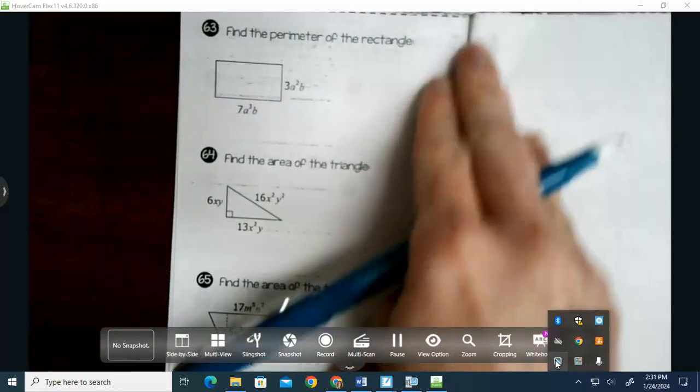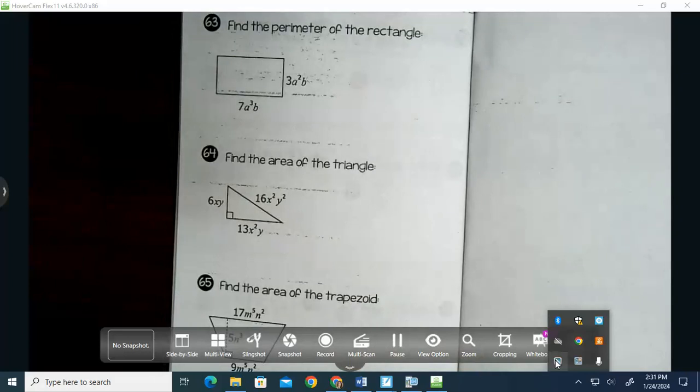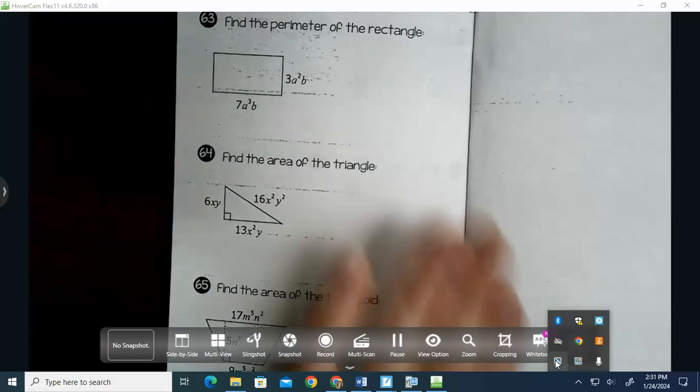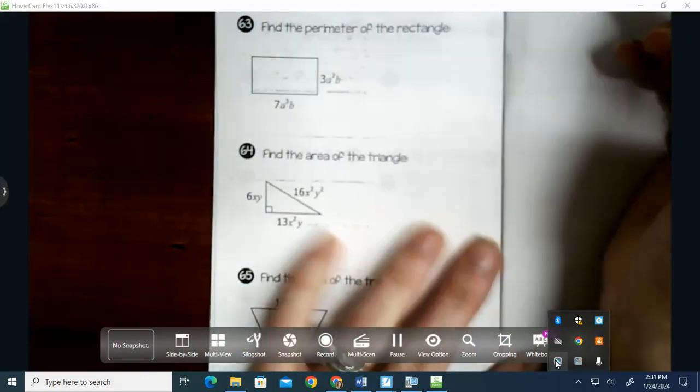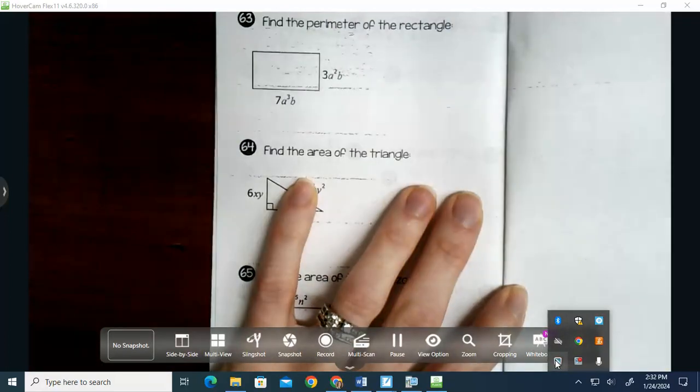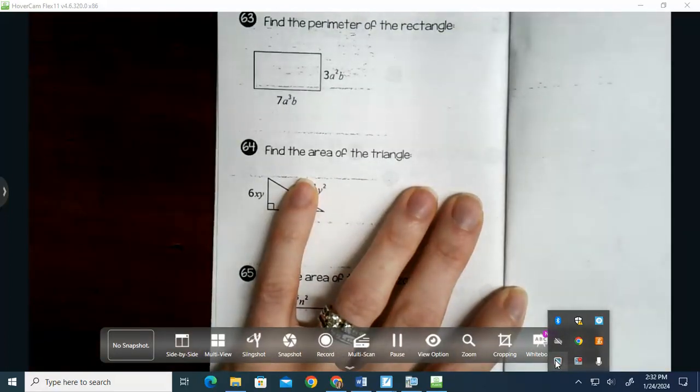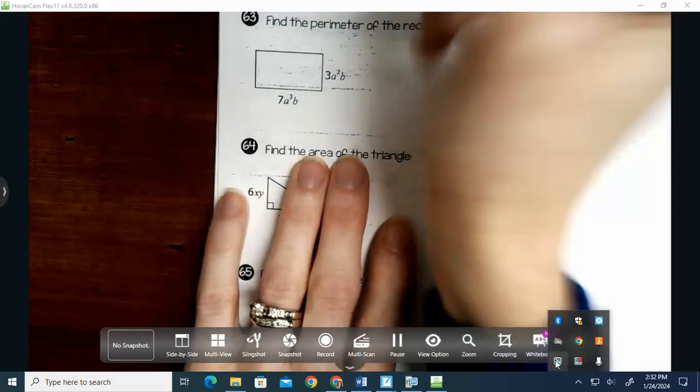I want you to flip to the very back of your book. All right, how do we find perimeter? That's area of a rectangle, length times width. Perimeter of a rectangle, add all the sides.